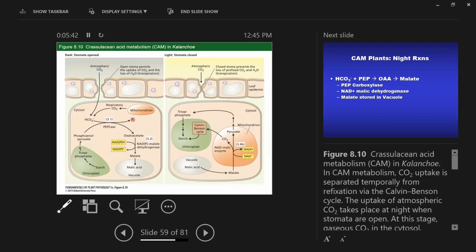So all night long, when it's much cooler outside and the humidity is raised up a little bit, they can risk opening their stomata to take in the CO2. But because you can't run the Calvin cycle at night, it just won't happen. Those enzymes need light. So the Calvin cycle is not running, so they have to do something with that CO2. So they'll stuff it in their vacuole and save it for the day.